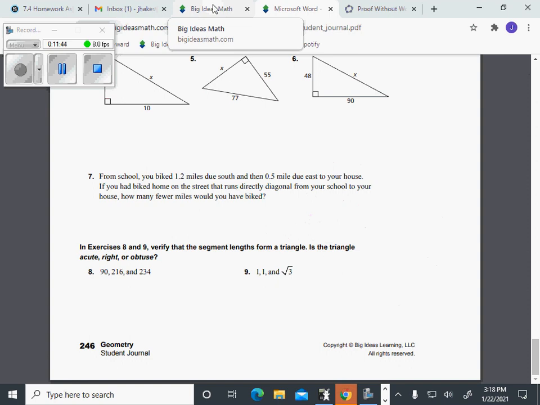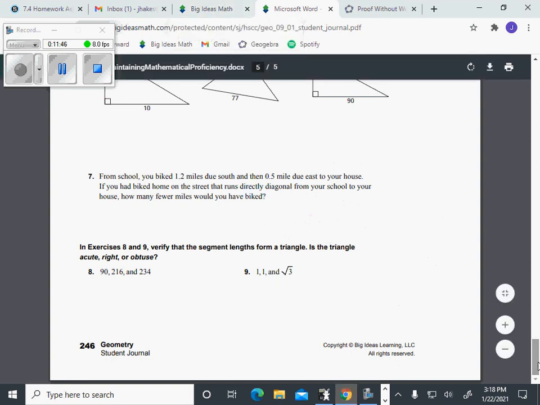Number 8, these last two questions down here. We're going to verify the segment lengths form a triangle. How do we do that? We have to make sure that our two smaller numbers, so 90 and 216, add up and are greater than 234. So 90 plus 216 is going to be 306, and 306 is greater than 234. Okay, so this will form a triangle.